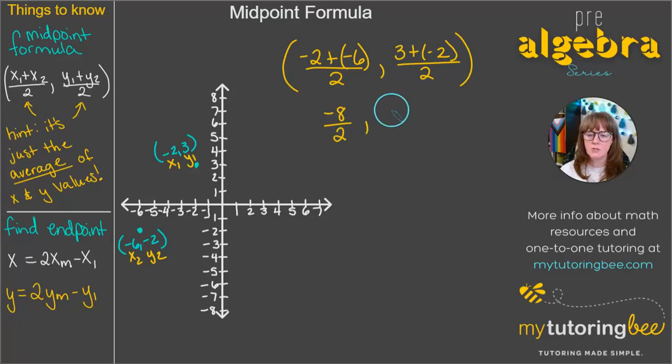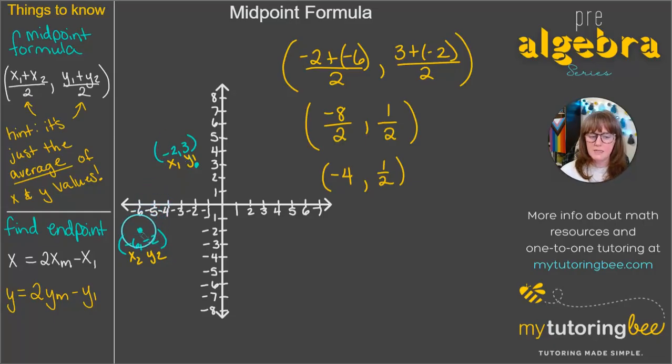3 plus negative 2 gives us 1 over 2. And negative 8 divided by 2 gives us negative 4. We can reduce that. But 1 over 2, we can't really reduce that anymore, so it's just going to stay 1 over 2. And sometimes we do get a fraction for our midpoint, and that's totally fine.